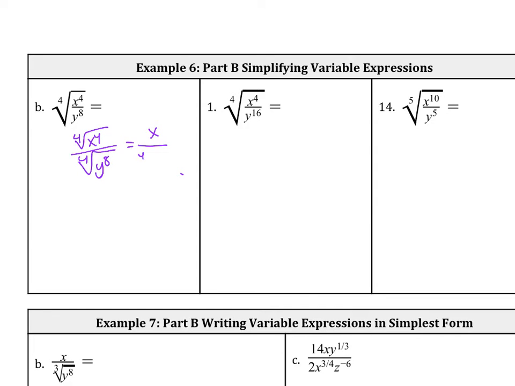And then y to the 8th, we can break that up. Let's make that y to the 4th, y to the 4th. So that becomes x over y times y, or this is x over y squared.